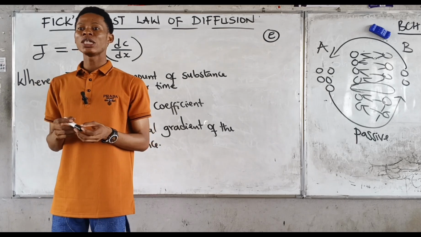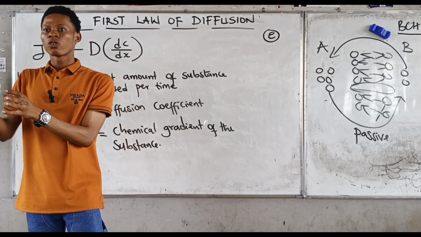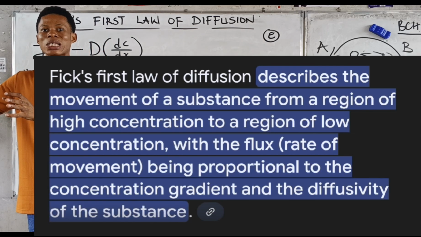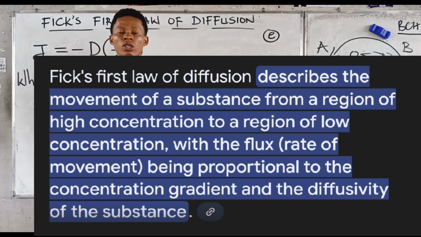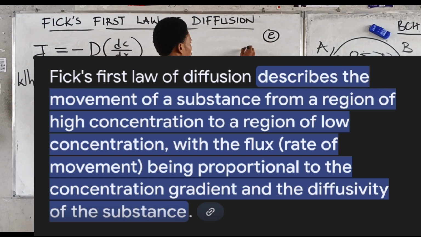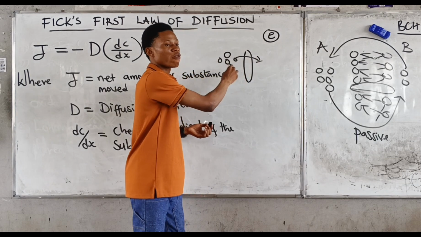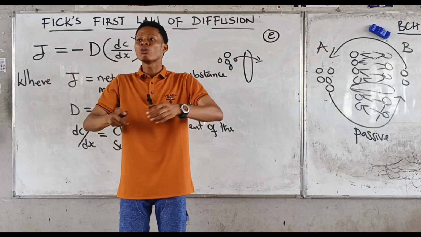Simple diffusion is simply movement of molecules from a region of what? High concentration to a region of what? Lower concentration. So if we have something like this and we have say 5 molecules here, these molecules will be moving from here to here until equilibrium is reached.